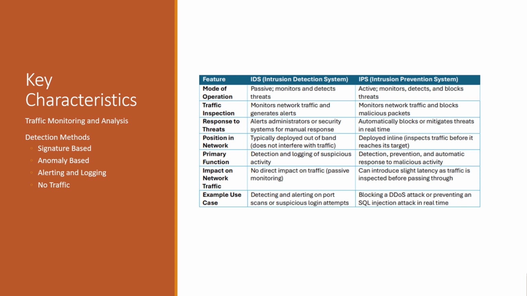So the impact on network traffic on an IDS is almost nothing because it's just monitoring. But an IPS needs to monitor and inspect before passing through, so it can actually slow things down.